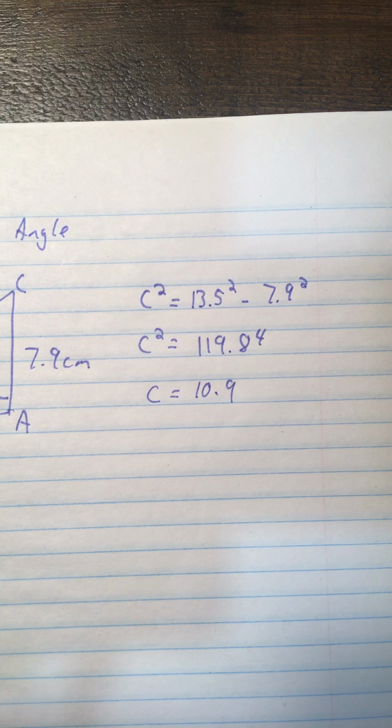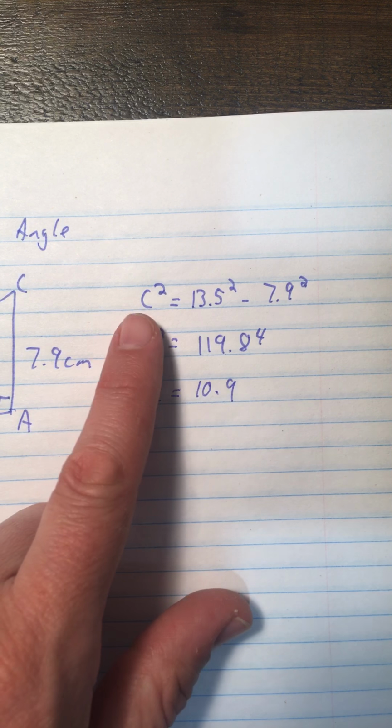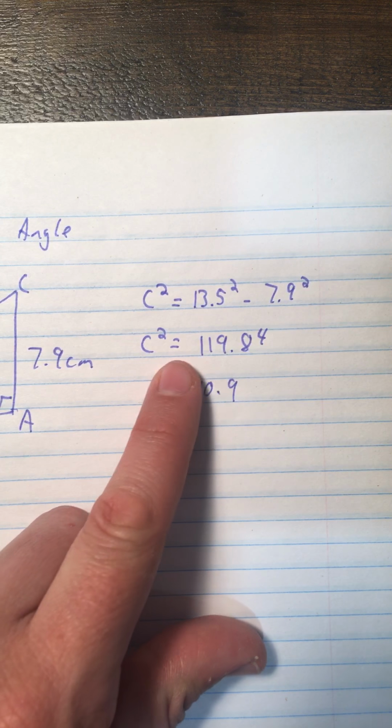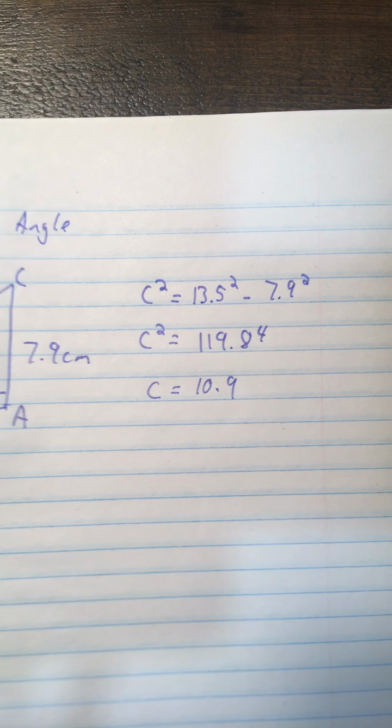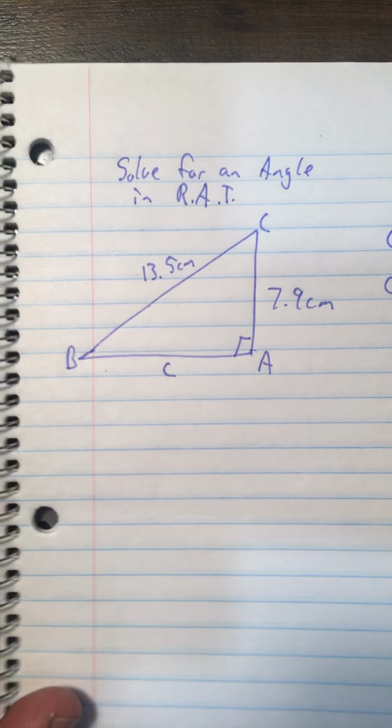Sorry, I just realized you can see that. Okay, so C squared is equal to the hypotenuse squared minus the other leg squared equals that, square root both sides, and you have 10.9. But let's go ahead and try to find an angle.